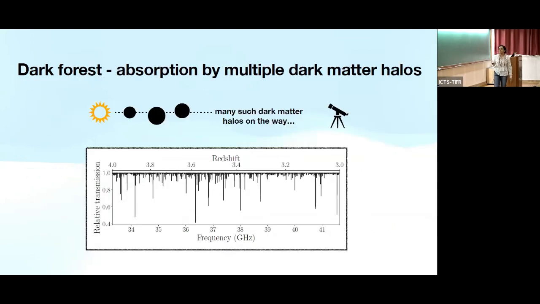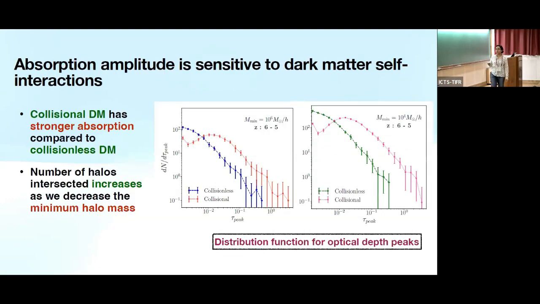Now, this was what happens when you have a single dark matter halo, but you can have multiple dark matter halos along the way. Each of these halos will absorb photons in its rest frame at a fixed frequency, but due to the expansion of our universe, this is going to redshift, and we will today see it as many absorption lines, which is like the dark forest, something similar to the 21 centimeter forest for hydrogen. This is a collection of absorption lines, each line characterized by an amplitude and a width. We just counted how many lines correspond to a particular amplitude for two cases of the nature of dark matter, collisionless and collisional.